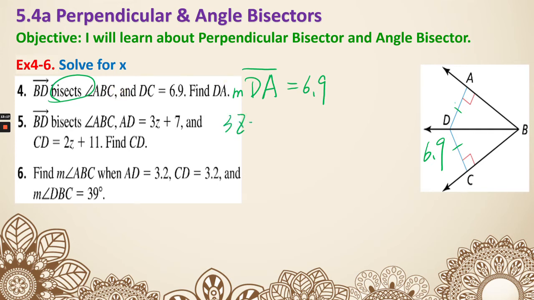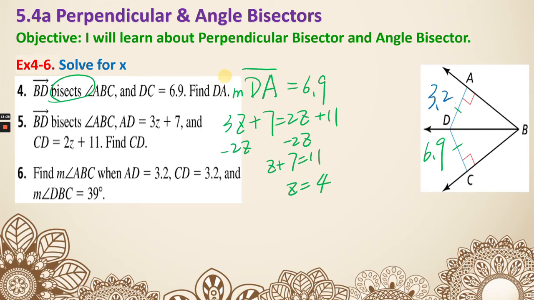Next, BD bisects, and we know AD, we also know CD, and we can clearly see they're the same. So 3z plus 7 equals 2z plus 11. Minus 2z on both sides, we get z plus 7 equals 11, z equals 4. That's number 5. Number 6. We know AD is 3.2. I'm going to use a different color. 3.2. And CD is also 3.2.